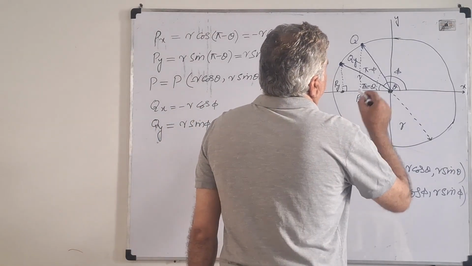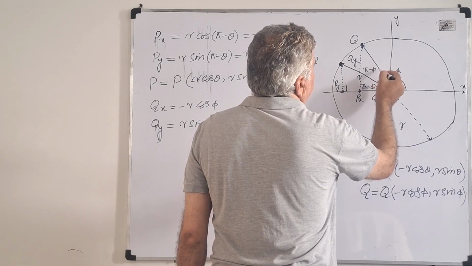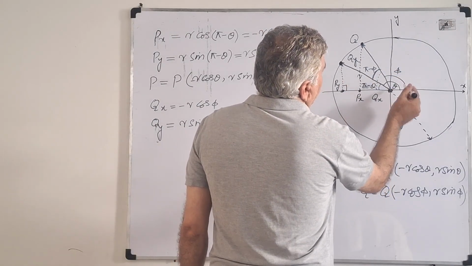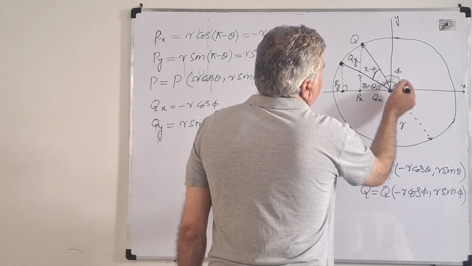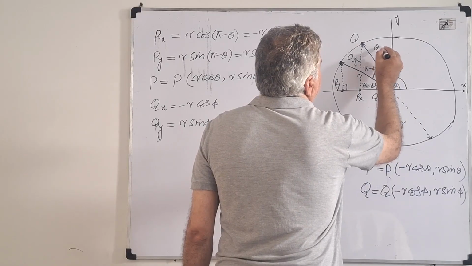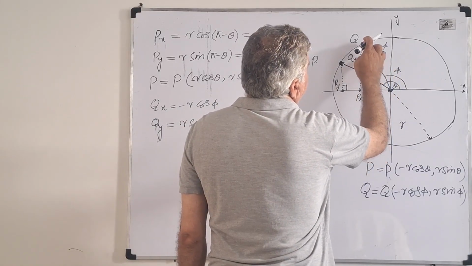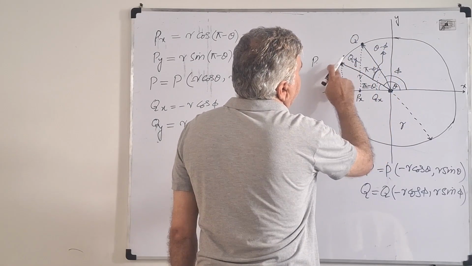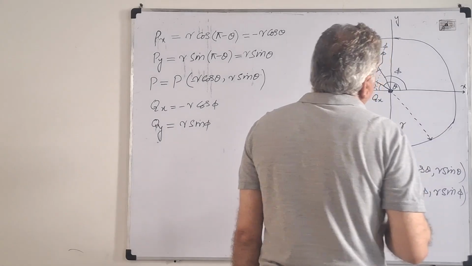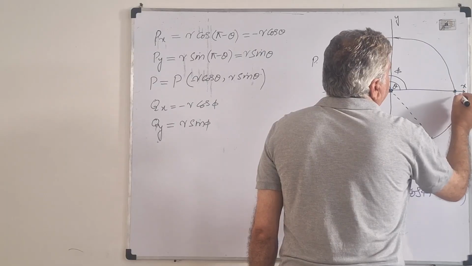Then the angle between P and Q, let me call this one angle. This whole angle is equal to theta and this is equal to phi. So this angle is in fact equal to theta minus phi. The angular separation between point Q and P is equal to theta minus phi. And now I take a third point on this circle, let me call this point A.